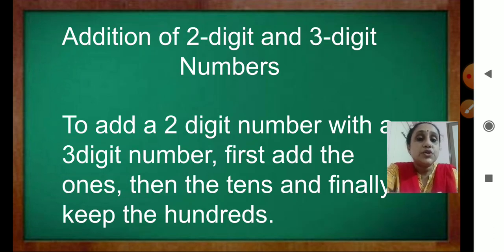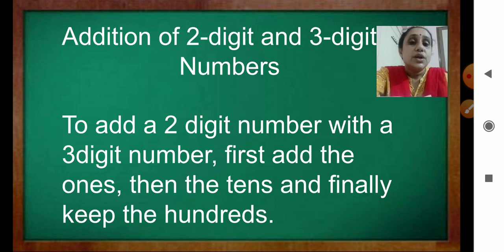So today we will be doing addition of 2-digit and 3-digit numbers. To add a 2-digit number with a 3-digit number, first add the ones, then the tens, and finally keep the hundreds. Okay, together we will solve the sums.